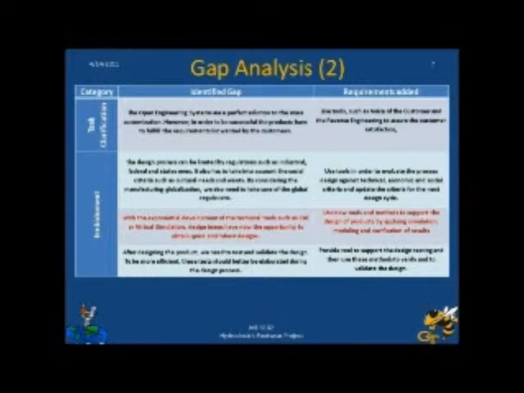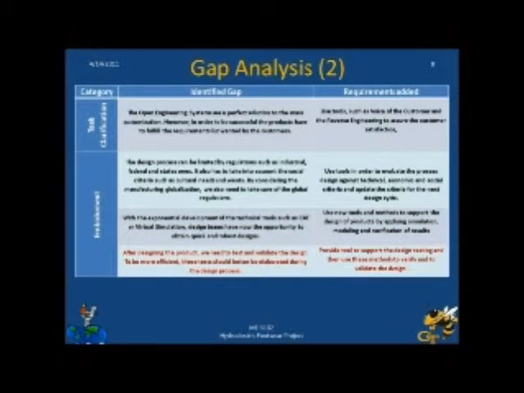The second embodiment gap is about the exponential development of technical tools such as CAE or virtual simulation. Design teams now have the opportunity to obtain quick and robust designs. So, the new tools and methods can support the design of products by applying simulation, modeling, and verification of results.